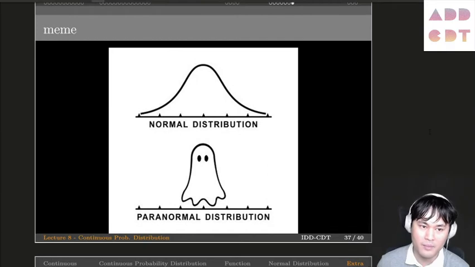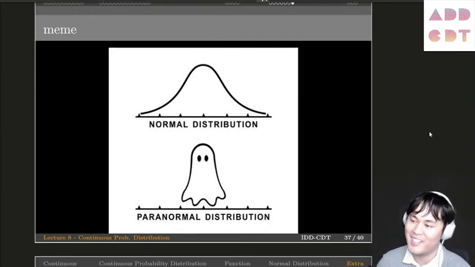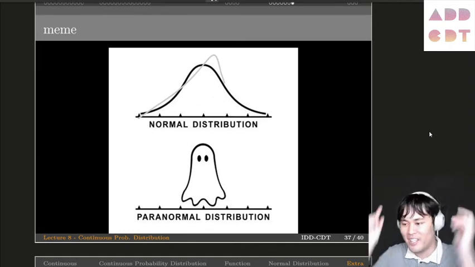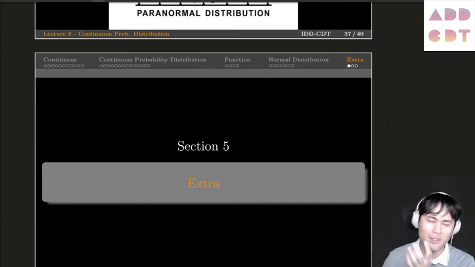So we have some meme. Not sure if that helps or if that kind of leads you astray from remembering this distribution. We have normal, and then we have paranormal. Yay! And lastly, we have the extra one, like we talk about the calculus.